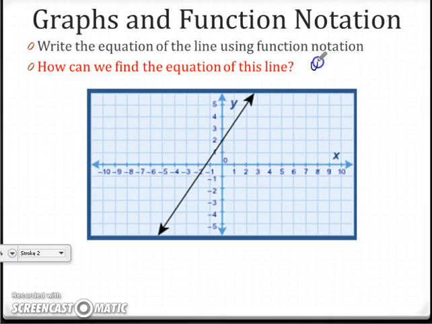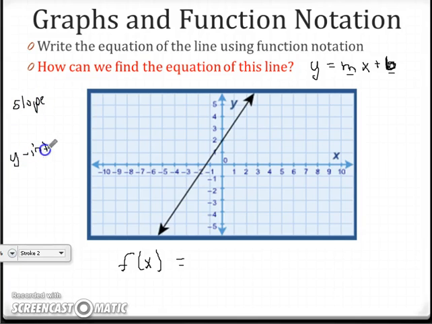So slope-intercept form is y equals mx plus b, so we can see the slope and the y-intercept, this is a b, not a 6. The only difference is function notation is going to use f of x. So instead of y, we're going to have f of x, and we need to find two things. We need to find the slope, and we need to find our y-intercept. So for the slope, we need to identify two points that intersect on this line.